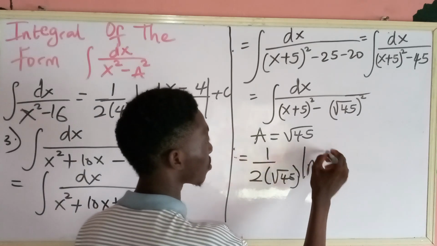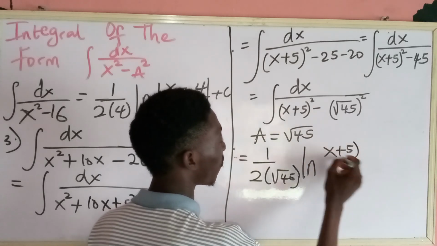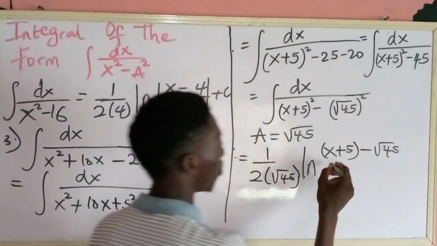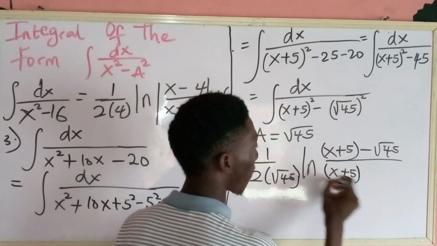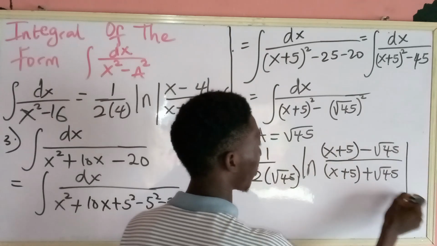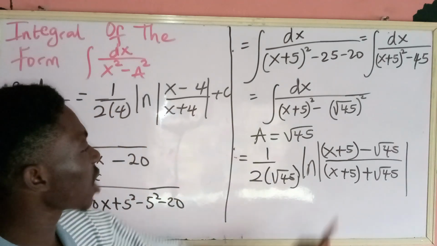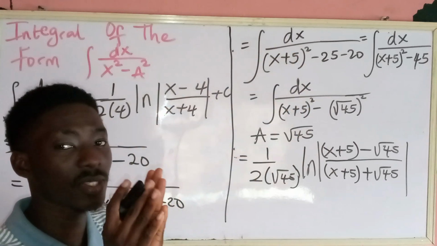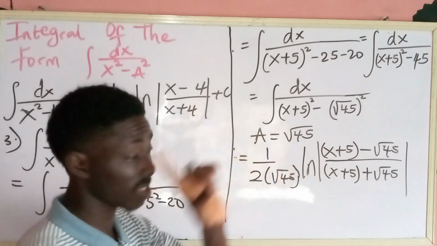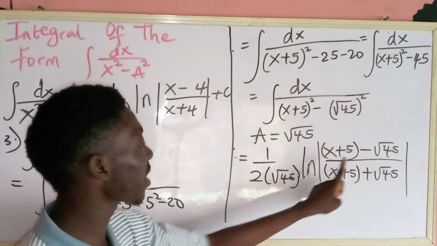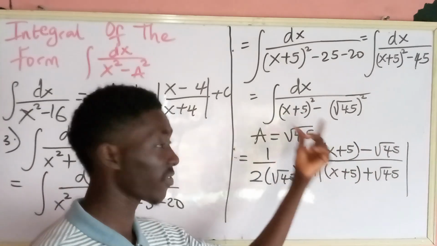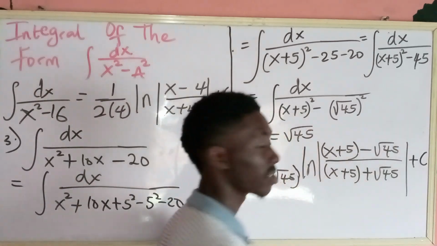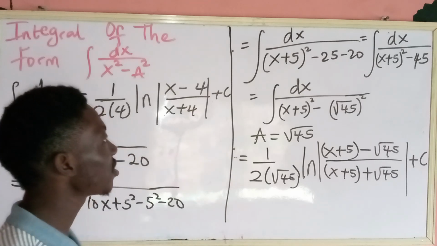natural logarithm of x plus 5 minus the square root of 45 over x plus 5 plus the square root of 45. That is my final answer. So why did I put x plus 5 here? This is the actual reason. The x plus 5 here looks like a single x. So you have x plus 5 here, it's a single x. The formula is x minus a over x plus a. So my x here is x plus 5, x minus a over x plus a. And I'll put my final constant. And that will be my final answer on the question.